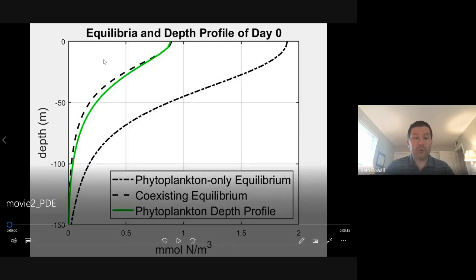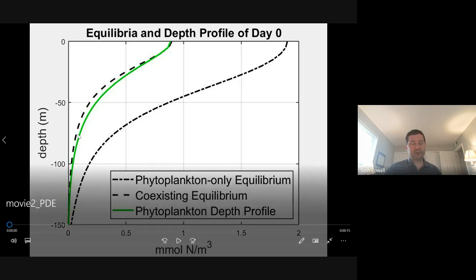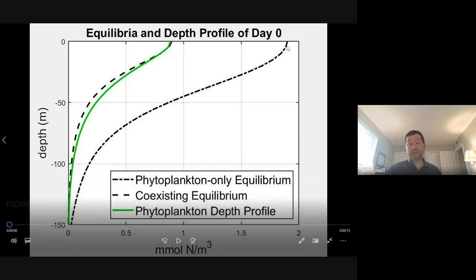Okay, so this dashed curve right here is the coexisting equilibrium, where the dashed curve of the phytoplankton in a coexisting state would be. So if the phytoplankton had to share the ocean with the zooplankton, then they would occupy this dashed curve. Now further to the right is this dash-dot curve. That's the phytoplankton curve if they had the ocean to themselves, or the phytoplankton-only equilibrium.